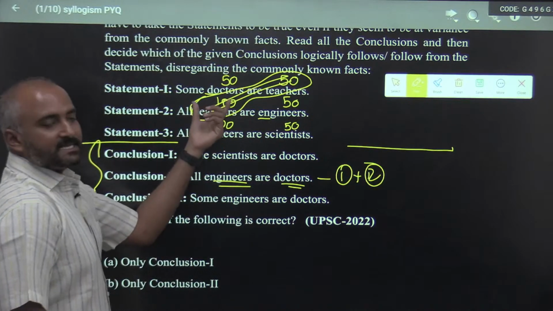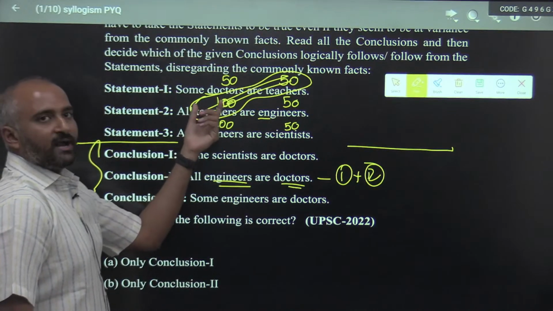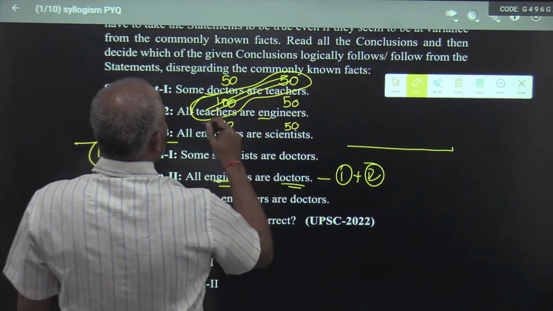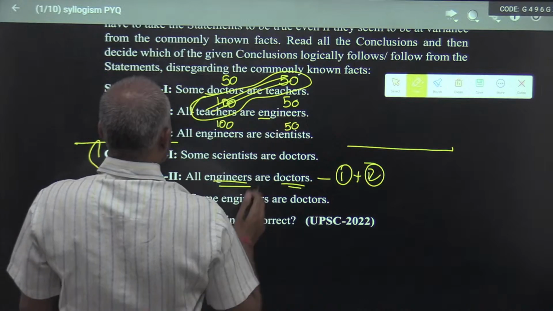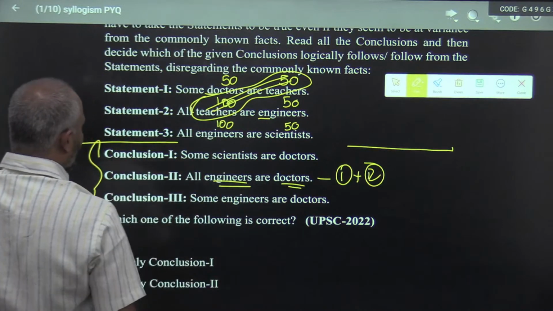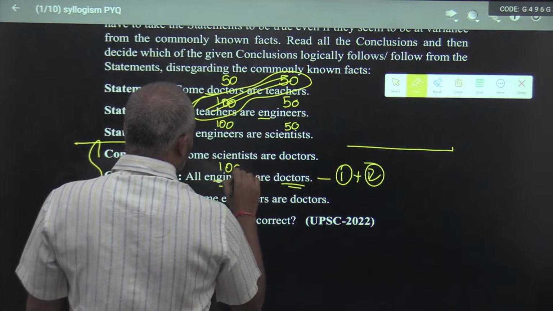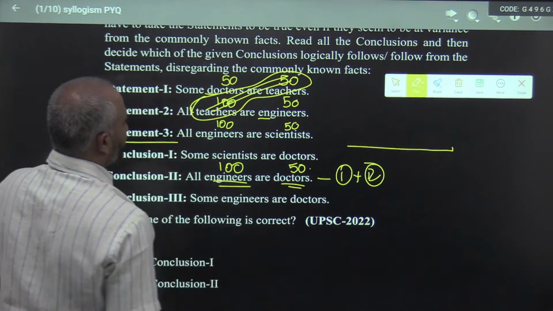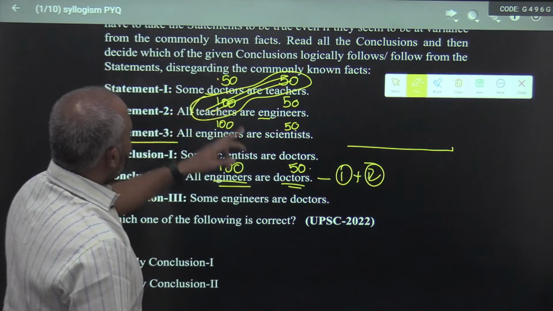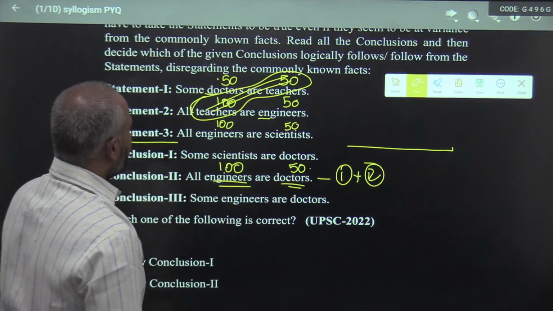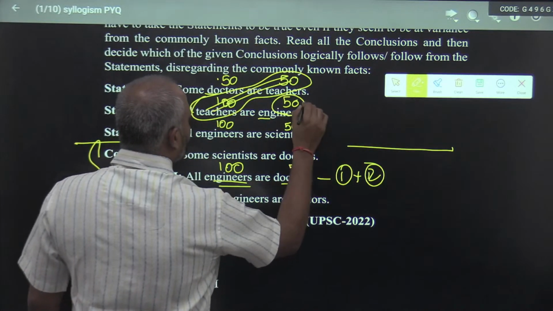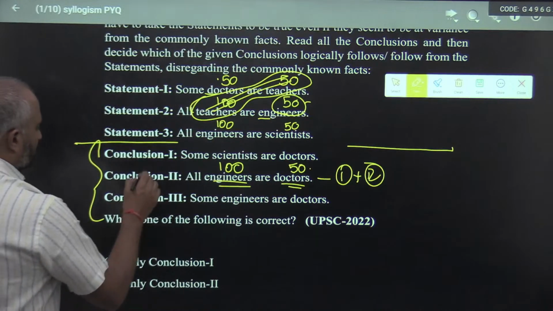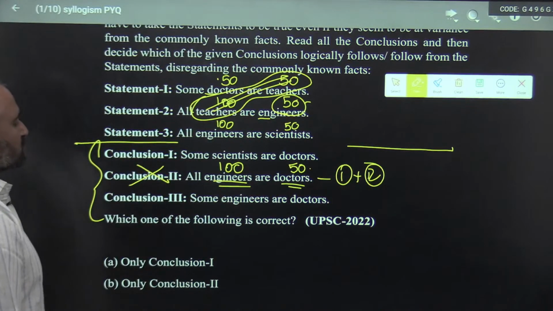Yes, because teachers has achieved a value of 100 at least once. So this will be this. Now the code for conclusion 2: all engineers, value of 100, doctors, since this is a positive statement, this is 50. Your doctor value of 50 can become 50 here, but your engineer value is 50. Can it become 100? Can 50 become 100? No. So conclusion 2 does not stand.